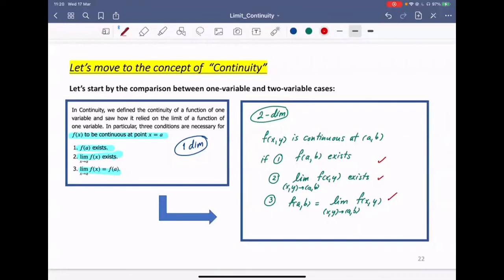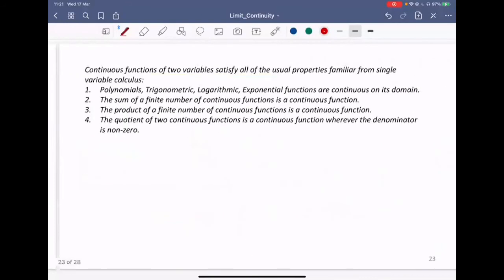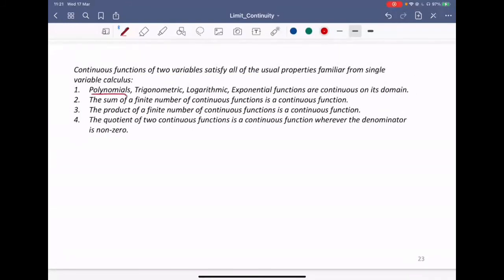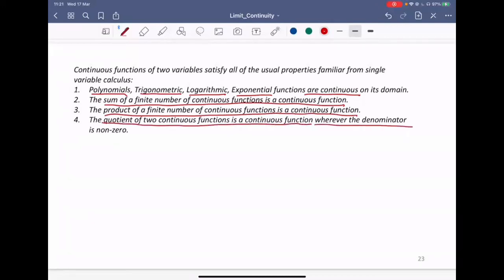We have something better than that, because polynomials, trigonometric functions, logarithmic functions, exponential functions, everything, they are all continuous. And you also know that the sum of continuous functions is also continuous. The product of continuous functions is also continuous. The quotient of continuous functions is also continuous wherever the denominator is not equal to 0. So everything you know from Cal 1, you can use it.